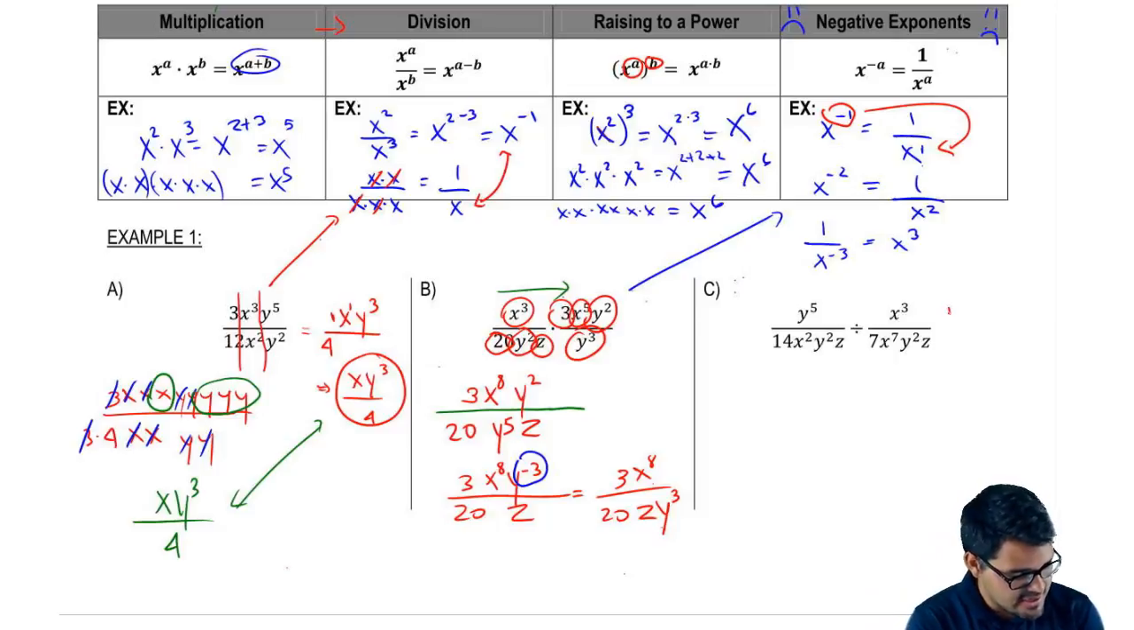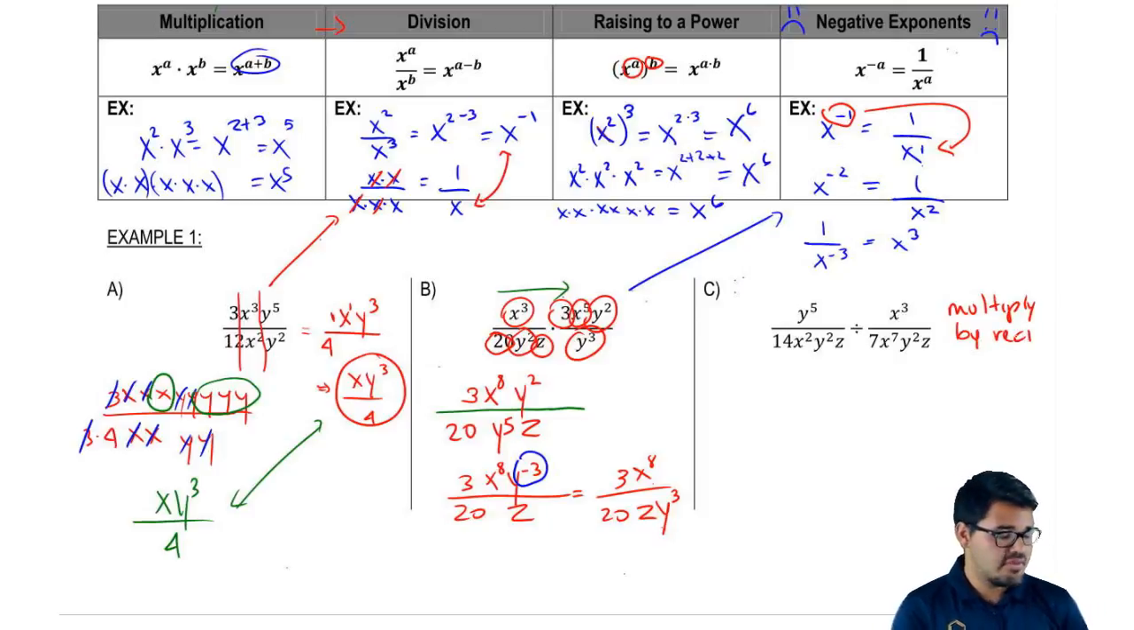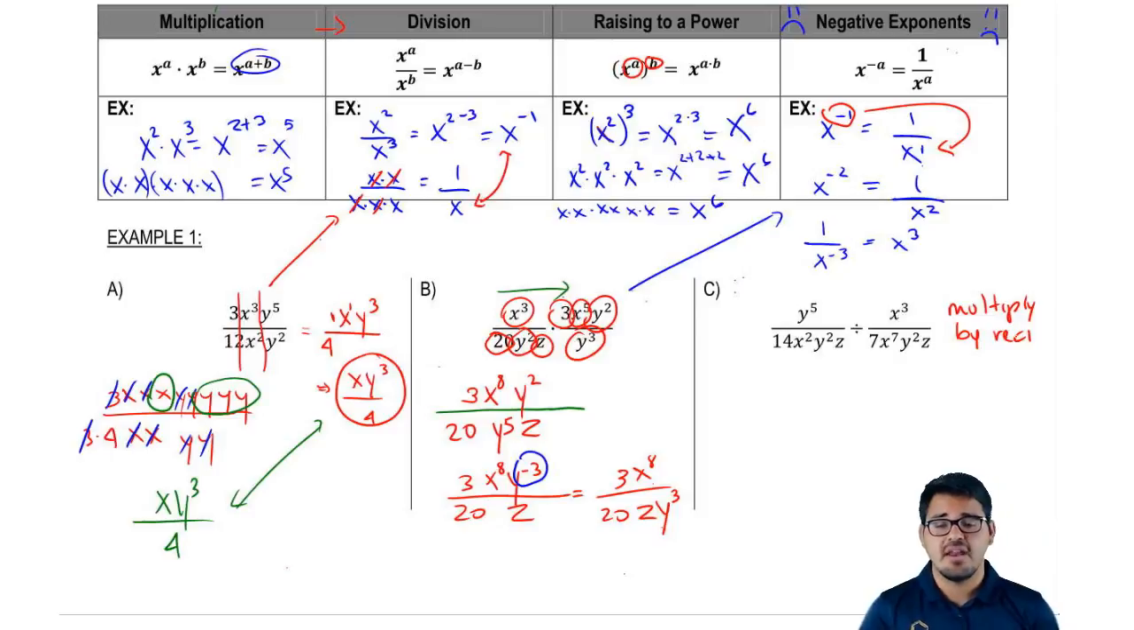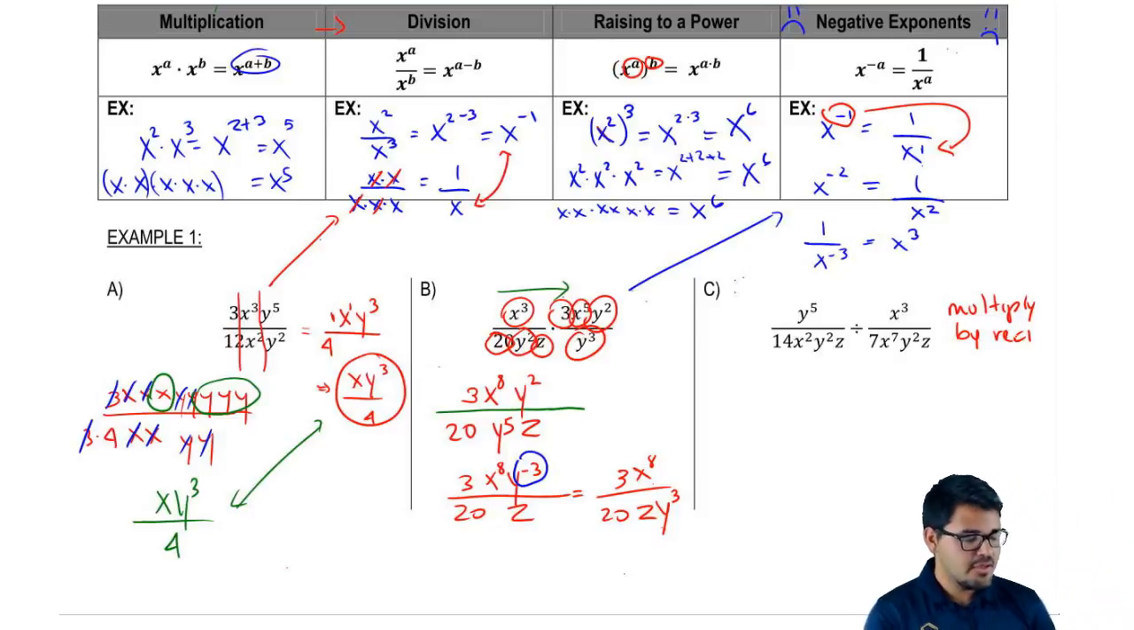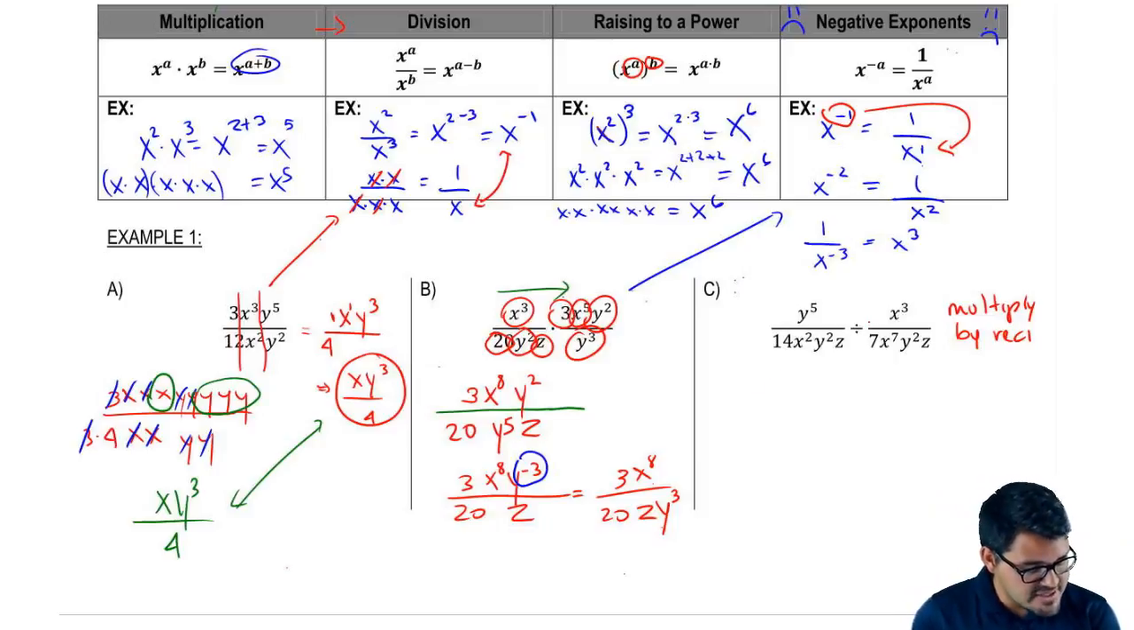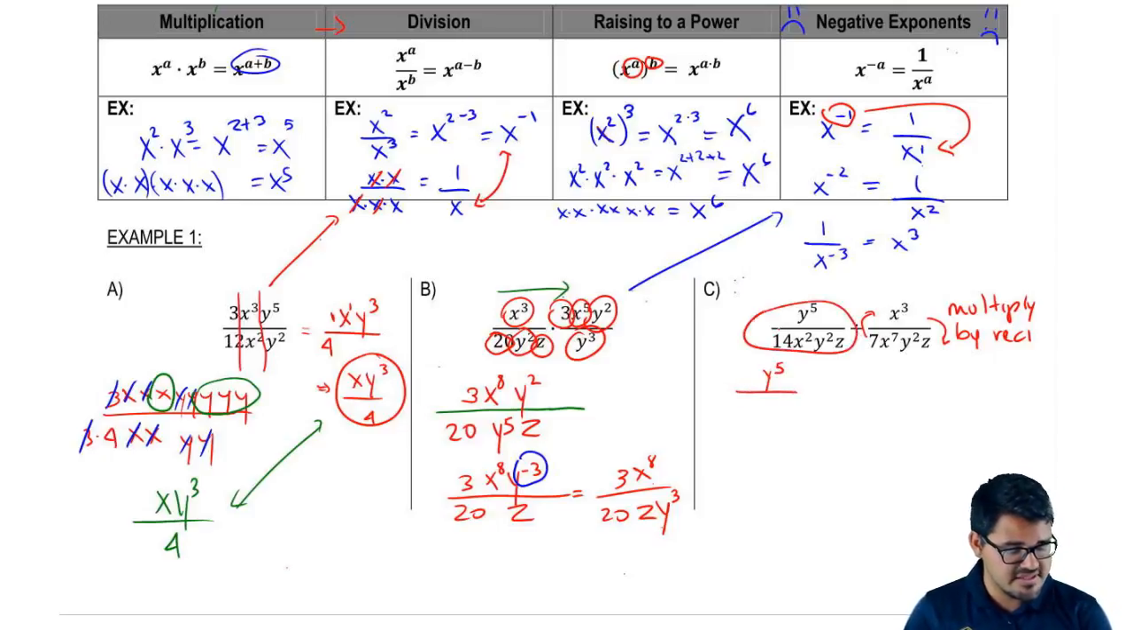So let's write that in here. Multiply by recip. I'm just going to write recip because reciprocal is a very long word, and I hope you remember recip, reciprocal. Okay? What I mean by reciprocal is that I'm just going to switch this from the bottom to the top and then from top to the bottom. So I'm going to rewrite the first. You always keep the first one the same. This one stays the same.